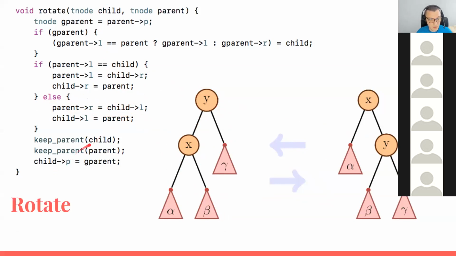And after that, the parents and the children of our x and y will be changed. So we should keep everything updated. So we are calling keep parent for child and parent. And also the parent of x will be changed. It's not y anymore, but it's the grandparent.